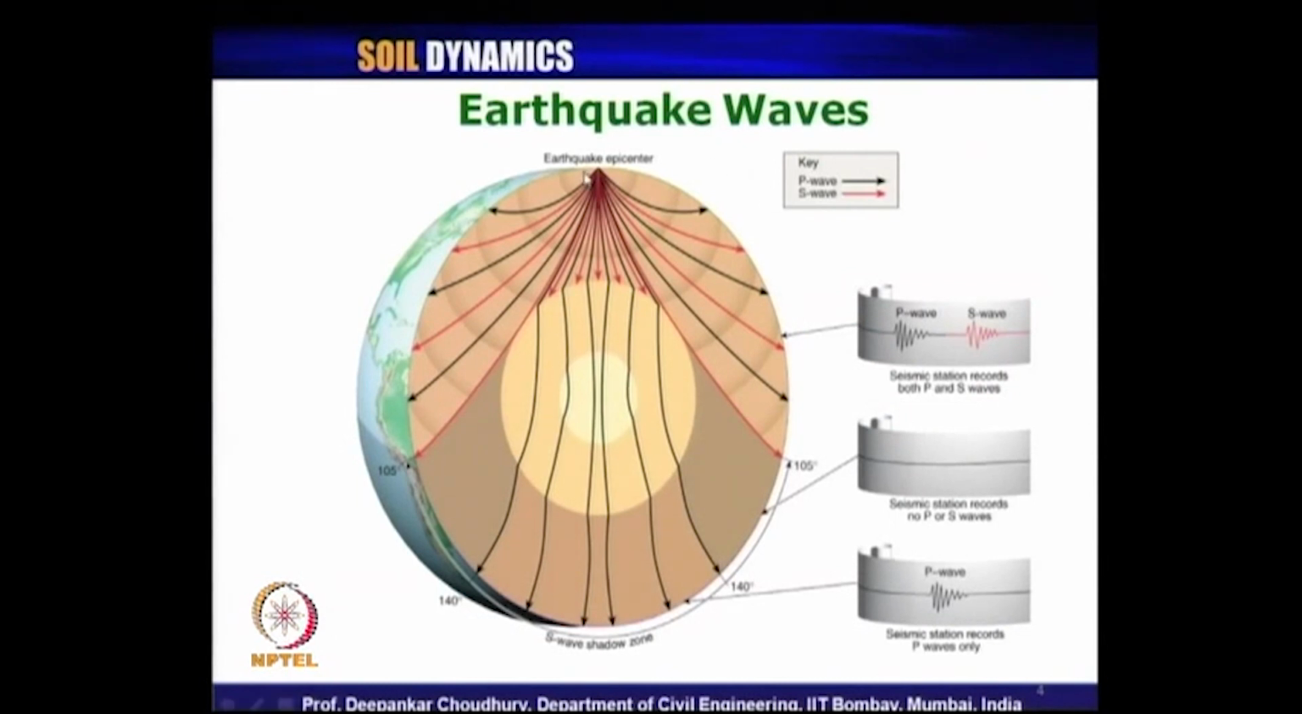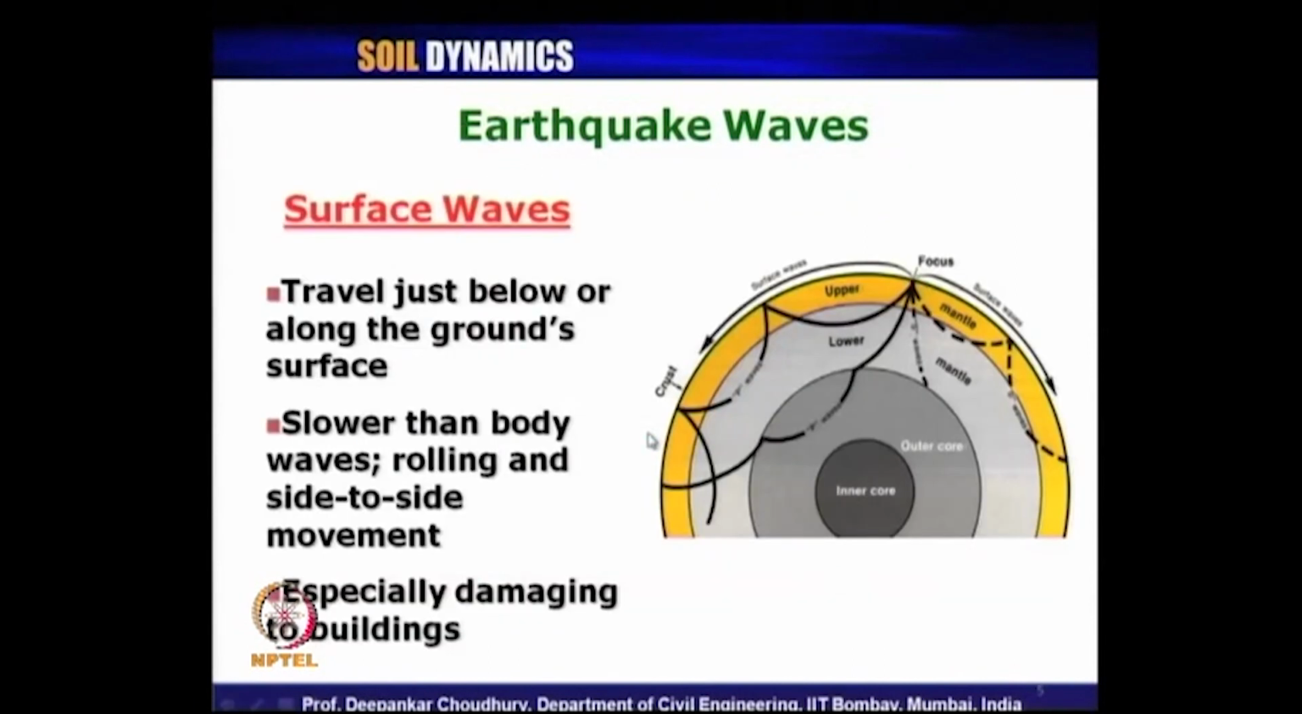And then if any earthquake occurs at earthquake epicenter and waves are traveling all around through the inner of the earth, then we have seen at different stations P wave and S wave can arrive. In some station none of the waves are arriving, that is the complete shadow zone for both P and S wave, and in some of the zone only P wave arrives, not the S wave, due to this portion of the core which is liquid in nature.